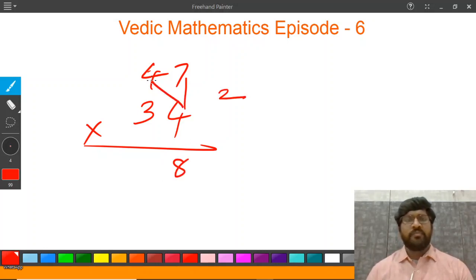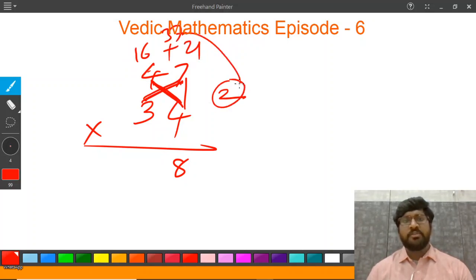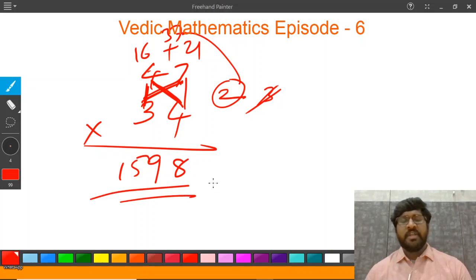Then diagonal 4 4s are 16. Then this diagonal 3 7s are 21. So this diagonal 16, this diagonal 21, I should add, which is 37. Already 2 carry, so 39. Now 3 carry, 9 here. Next vertical, 4 3s are 12 plus 3, 15, so 1598.